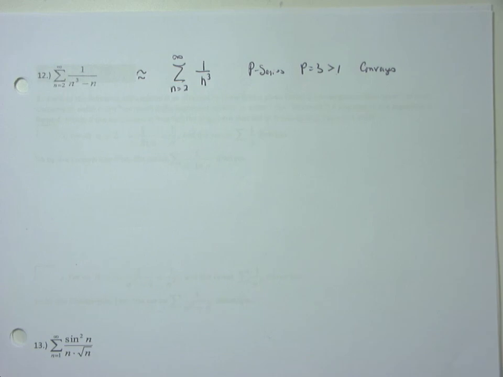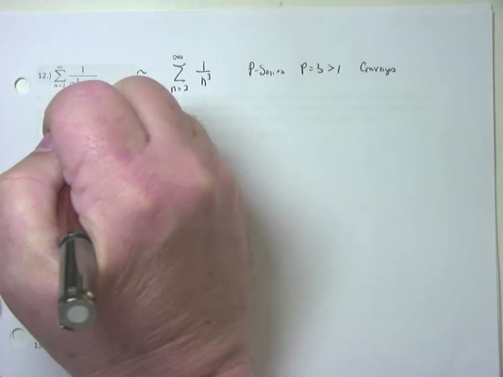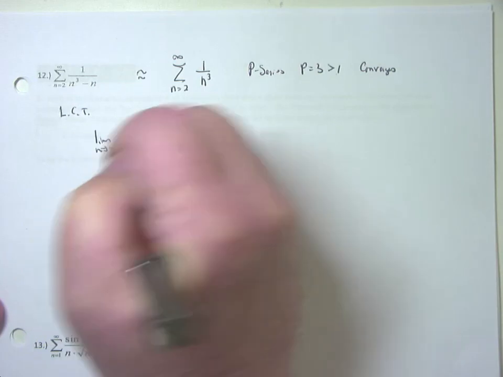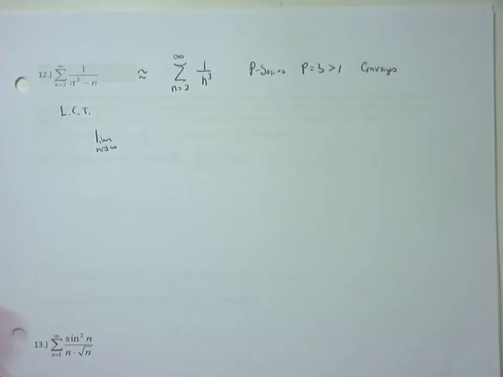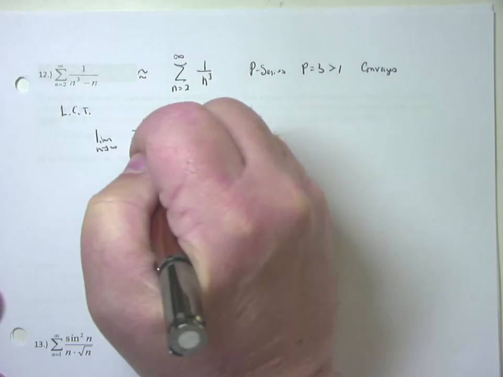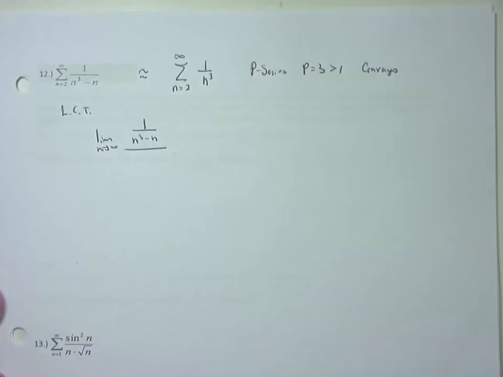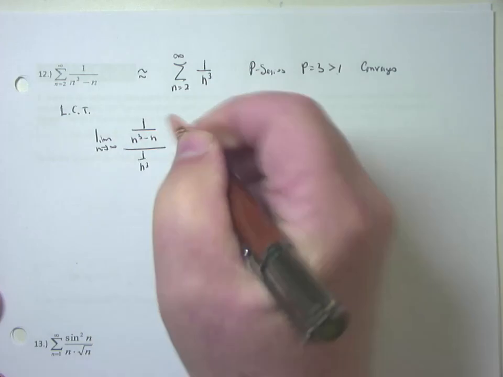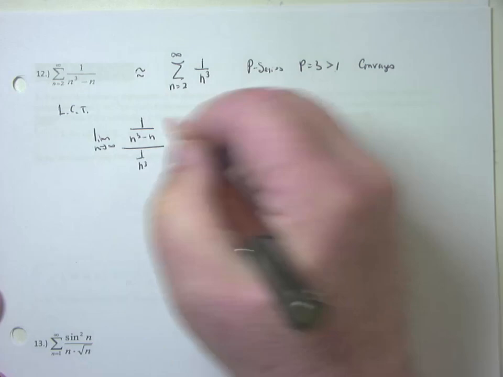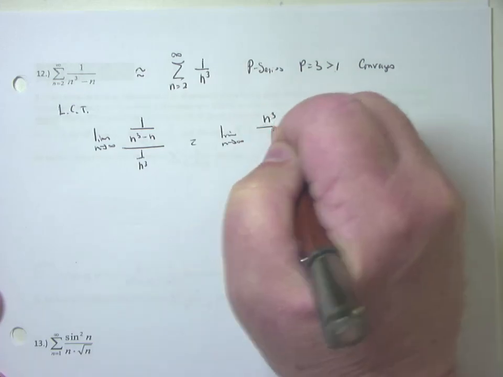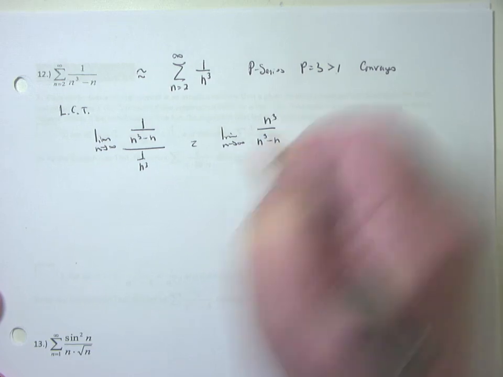Now I actually have to show you the use of the limit comparison test. I'm going to take the limit as n approaches infinity of the ratio of the sequence part of the unknown series, which is 1 over n cubed minus n, divided by the sequence part of the known series, which is 1 over n cubed. I'm going to clean it up by invert and multiply. This gives me the limit as n approaches infinity of n cubed over n cubed minus n.